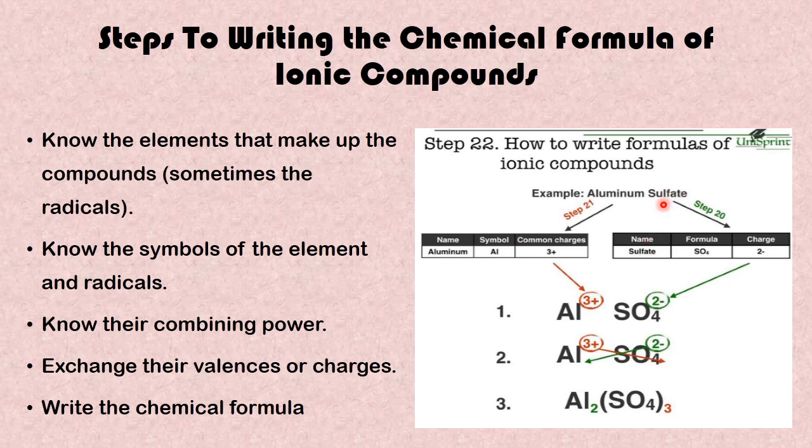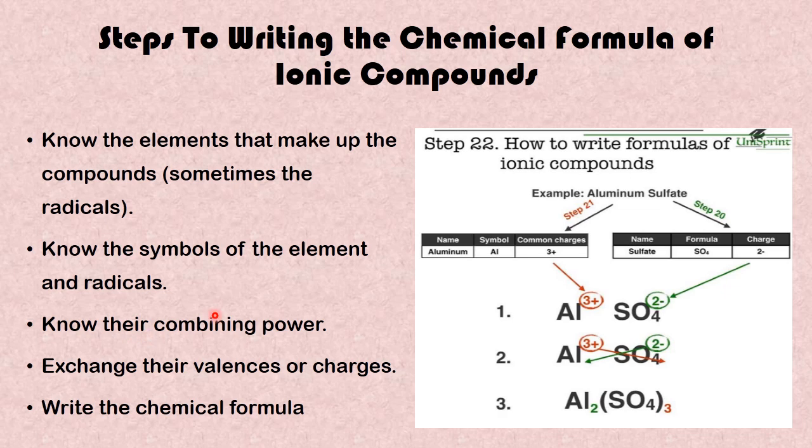Now what is a radical? A radical is a group of atoms that carry a charge. In this case, the radical is sulfate. Now number 2, we need to know the symbols of the elements and radical. This is the symbol of aluminum right here, Al, and the formula for the radical is SO4. The radical is made up of sulfur and oxygen, and we have 4 atoms of oxygen, which is shown in the subscript 4 that we have right here.